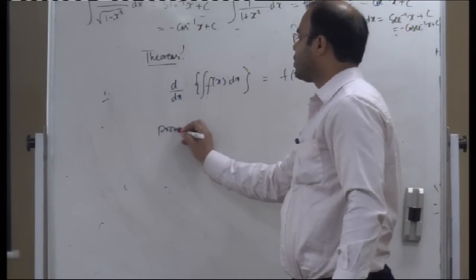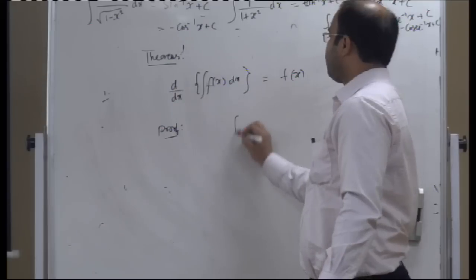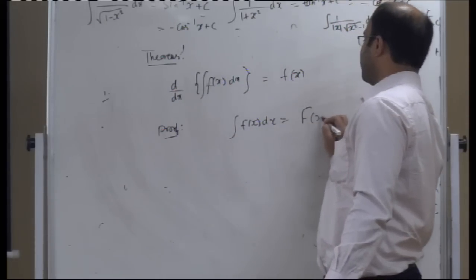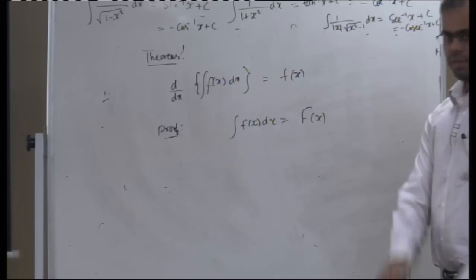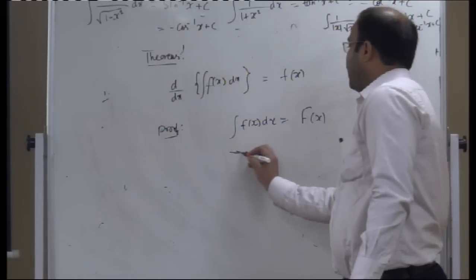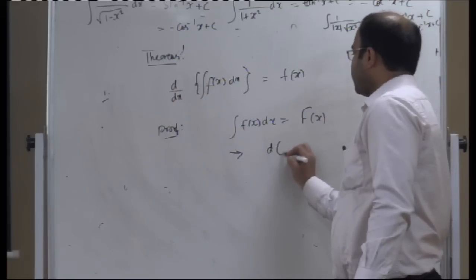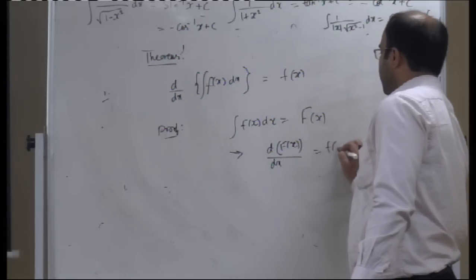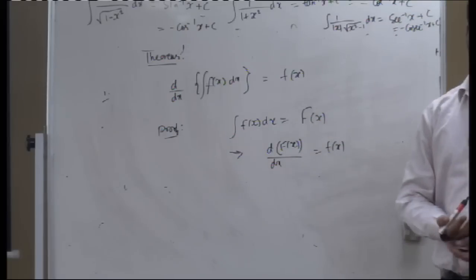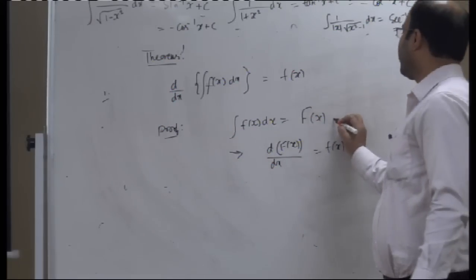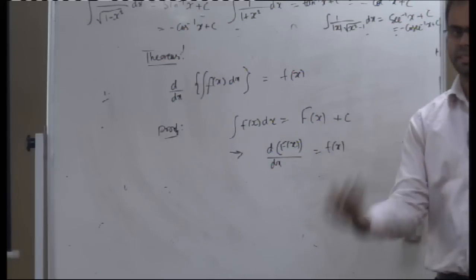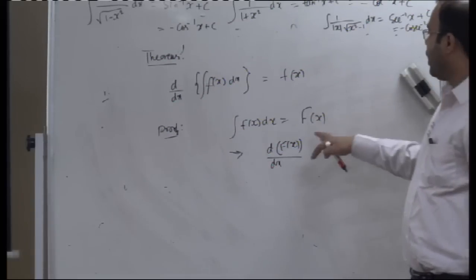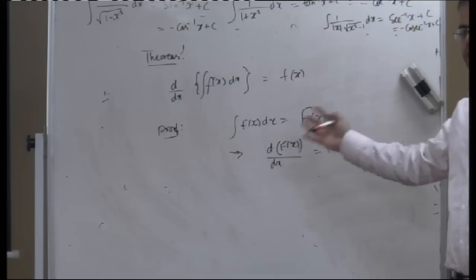The proof is straightforward. Let us suppose the integration of small f(x) dx is some other function, capital F(x). Now we know by definition, which we have studied, that capital F(x) when differentiated must give small f(x), because this is the definition of integration. You can even write C here, no problem, or you can take C as 0, that is okay, you don't have to worry about that. So capital F(x) when differentiated should give small f(x).